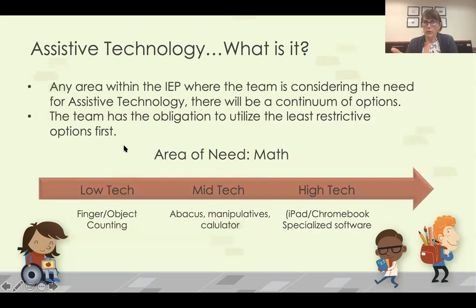So again, when you're looking at assistive technology, you're looking at the continuum. What would help the student? The next couple of slides are just examples of different types of tech. Low tech for math would just be using my fingers or using objects. Mid tech would be using more specialized manipulatives or a calculator, and then high tech would be using specialized software or Chrome extensions, things like that to help with typing math or writing math.